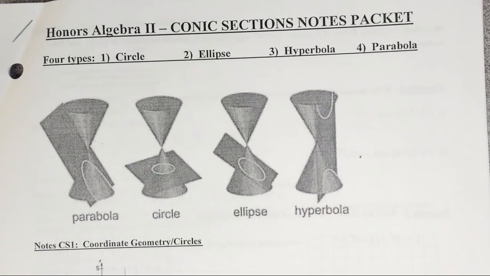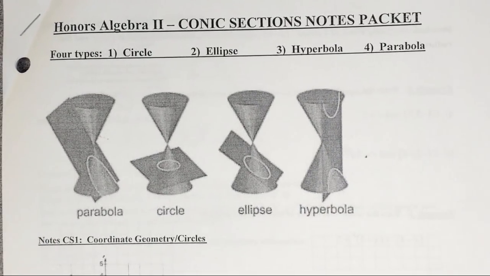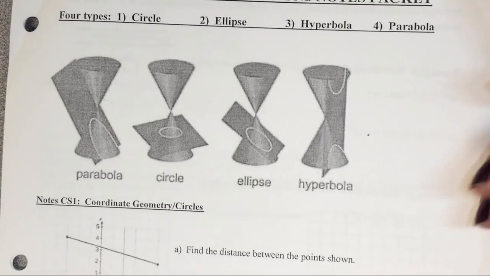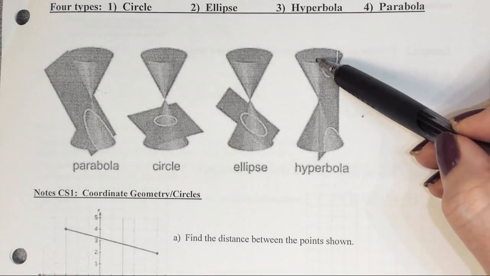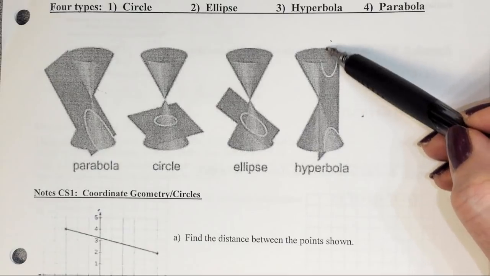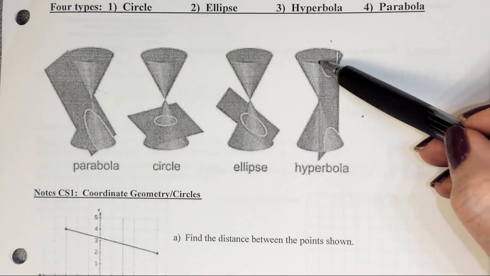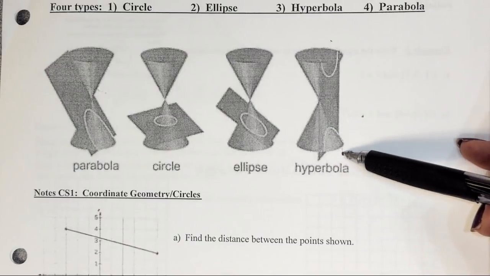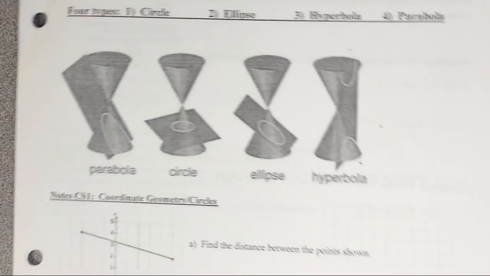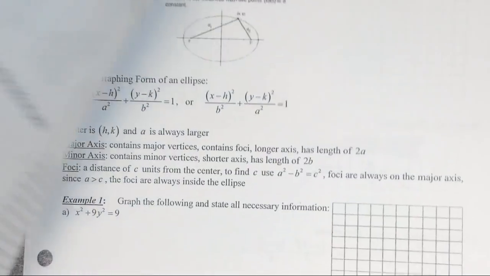Okay, so today we're going to be looking at a hyperbola. Now, a hyperbola actually has two parts to it. See, here's a hyperbola. The plane goes perpendicular through that double cone, so we get this part and this part. Okay, that's the very front that kind of just shows you.